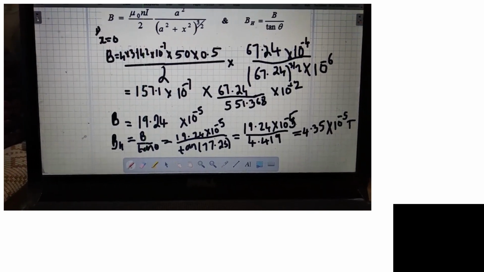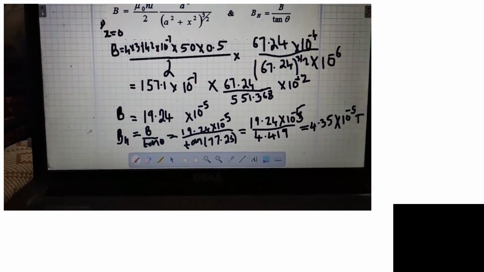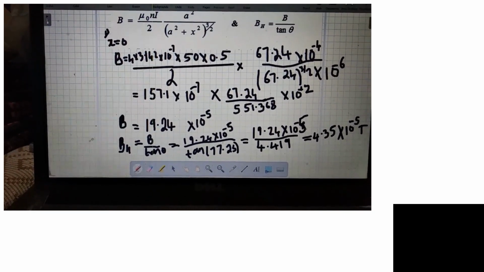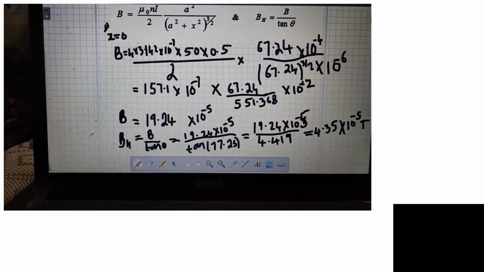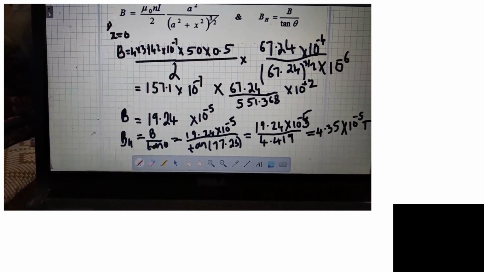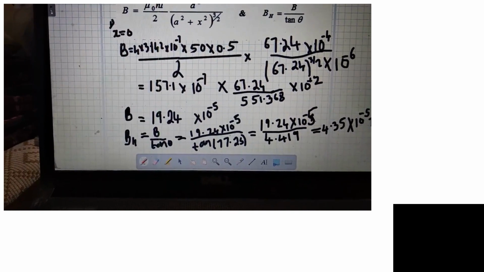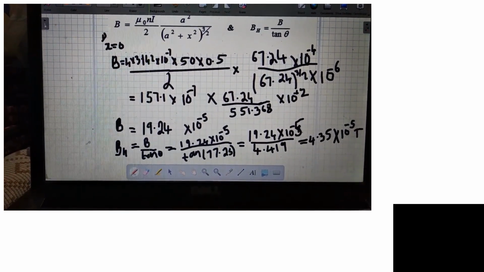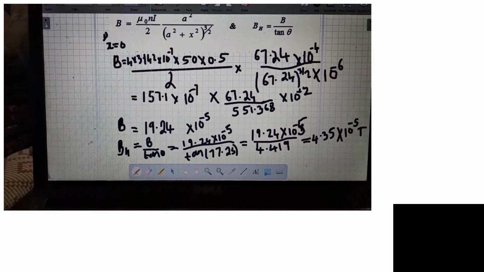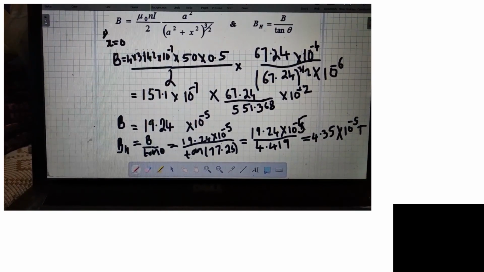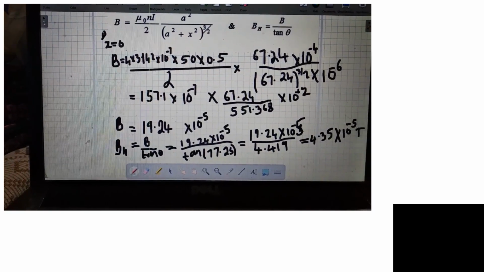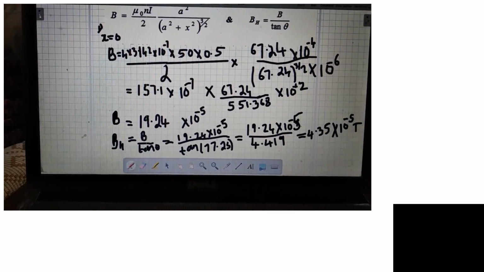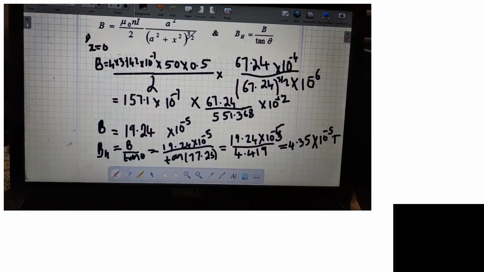And next I have to calculate the value of BH. BH is equal to B divided by tan theta. B we obtained as 19.24 into 10 to the power of minus 5, and tan theta is tan of the average of the angles we obtained, 77.25. Tan of this angle is 4.419, so the answer comes out to be BH is 4.35 into 10 to the power of minus 5 Tesla.